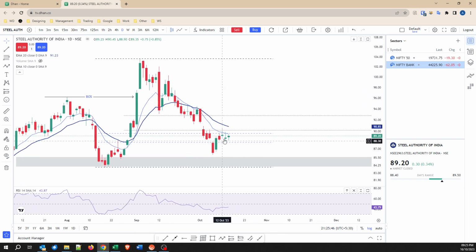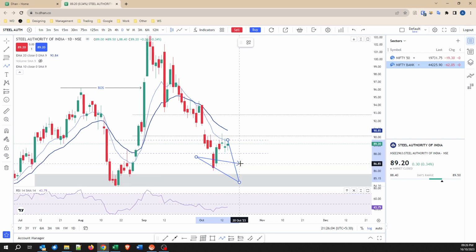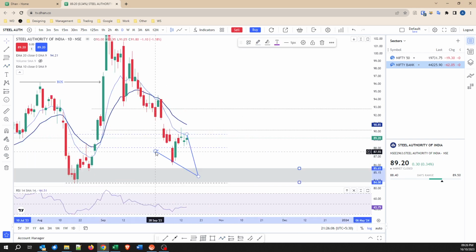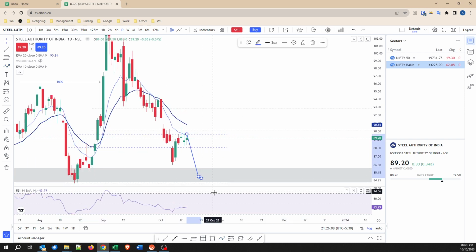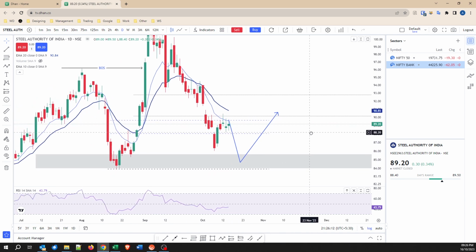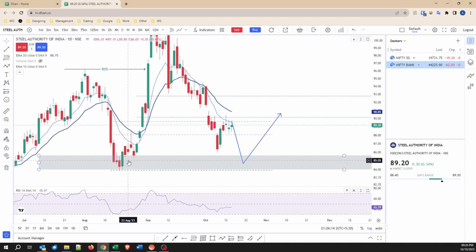So the RSI is moving up, but I'm expecting it to touch the bottom zone here, and this price could react from here and then move back into this zone. React into this zone and then start moving back up. So that is my logical reasoning.